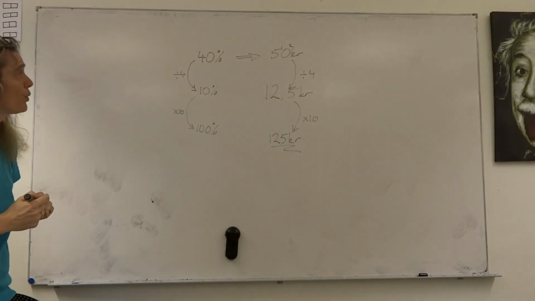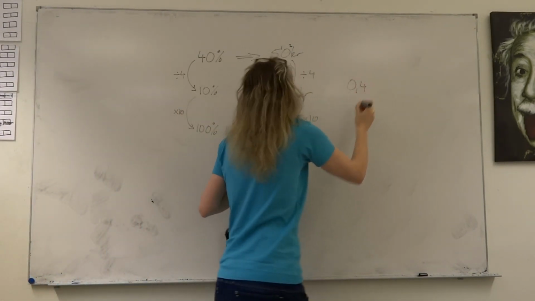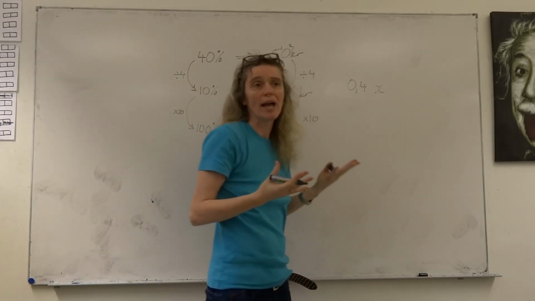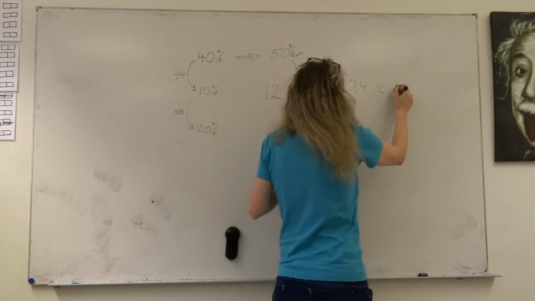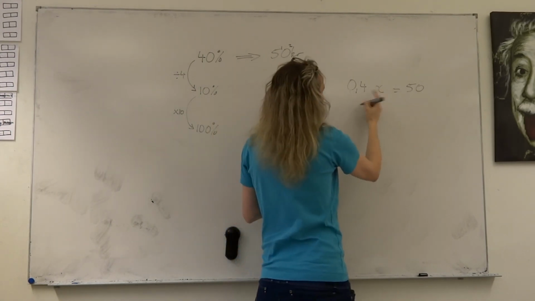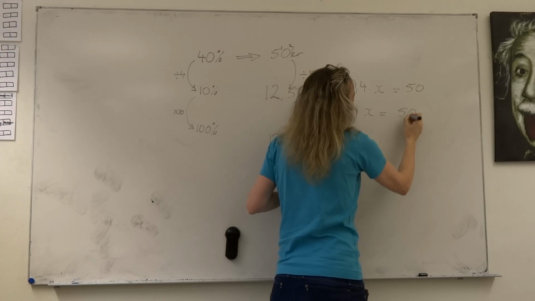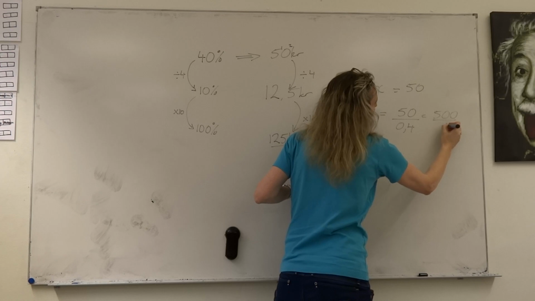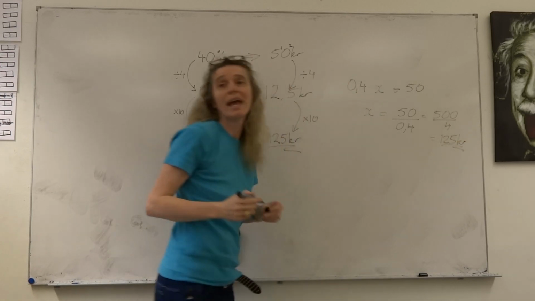To do it the algebra way, what we would say here is 0.4 is the same as 40% of x, the whole price. X is the whole price and we don't know what it is. But 0.4 of the whole price equals 50 kronas. So to get what x is, we divide both sides by 0.4. We then get what one lot of x is: 50 divided by 0.4, which is the same as 500 divided by 4, which is 125 kronas. We get the same answer.